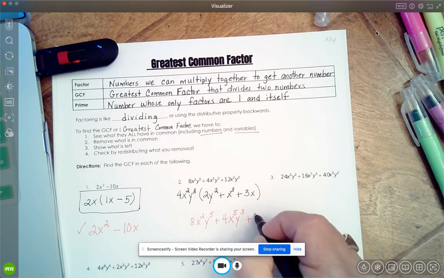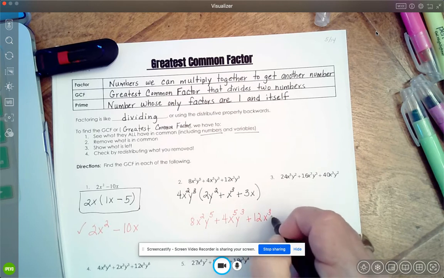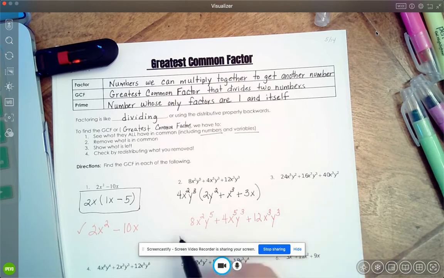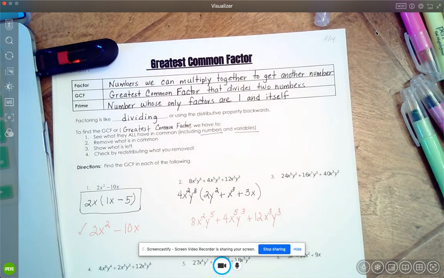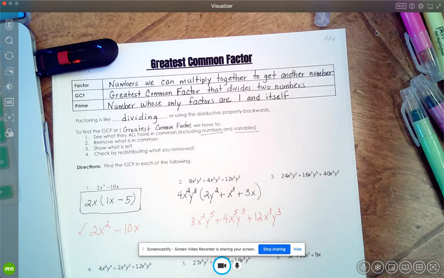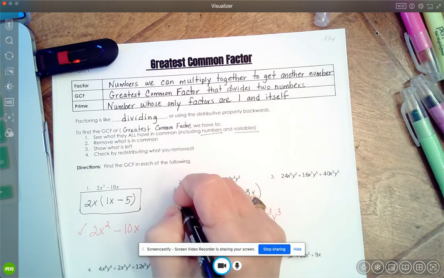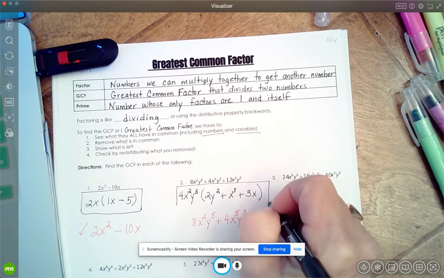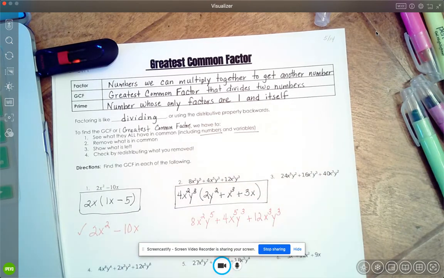4 times 3 is 12. I have 3 x's and 3 y's. And then I can look here and see if this is the same thing I had at the very beginning. And it is. My answer checked out correct. So there we go. That's my answer.